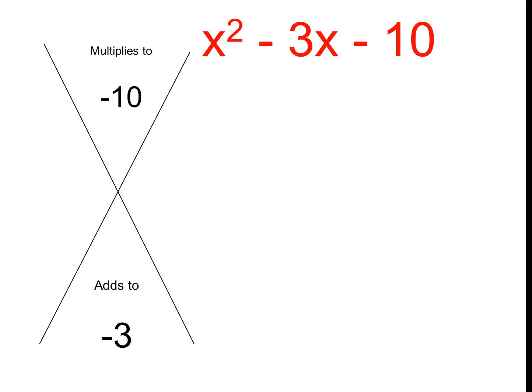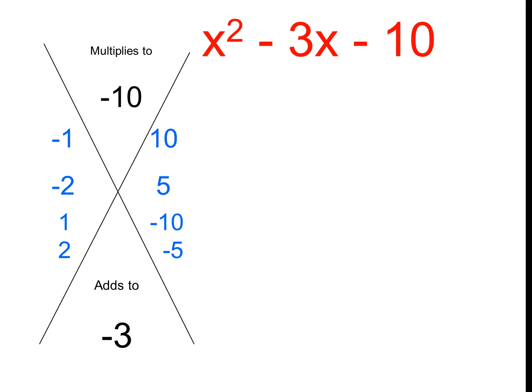Let me think. Okay. Negative 1 times 10, well, that gives me negative 10. Negative 2 times 5, that gives me negative 10. If I look carefully, that negative 2 and that 5 kind of jumps in my head, and I'm thinking, but that only gives me positive 3. So I'm still not there yet. What else could I do? Oh, what if I did 1 times negative 10 and 2 times negative 5? Those still give me negative 10, don't they?